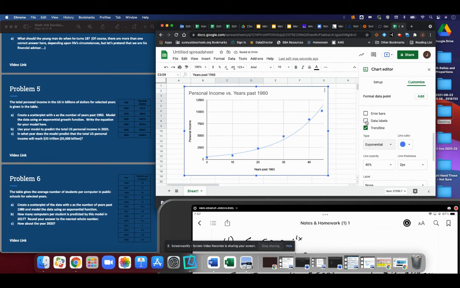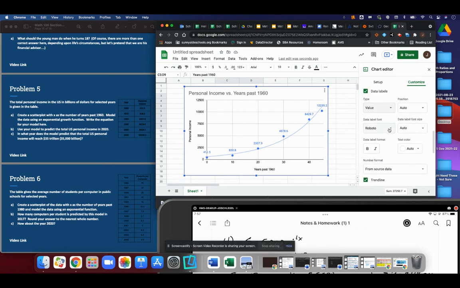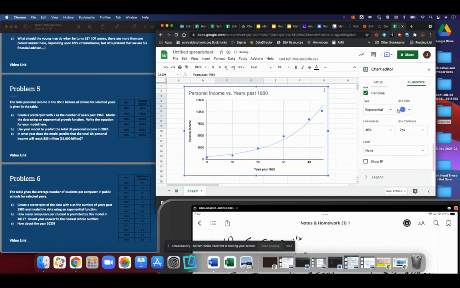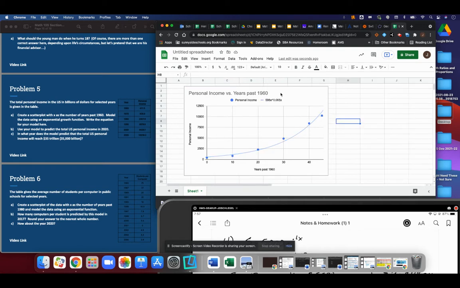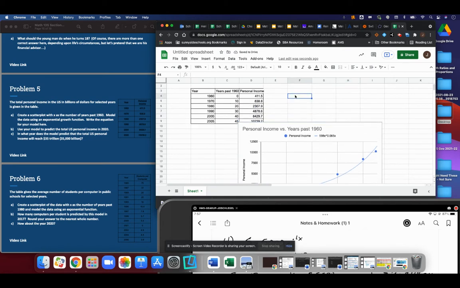And then how do we go about getting the equation on there? Was it data labels? No, not data labels. Oh, down here. So underneath trend line, we see label. We want to say use equation. And that will produce the equation for us right there. We can just copy the equation straight out of there and paste it somewhere. So I'll put the equation up here.